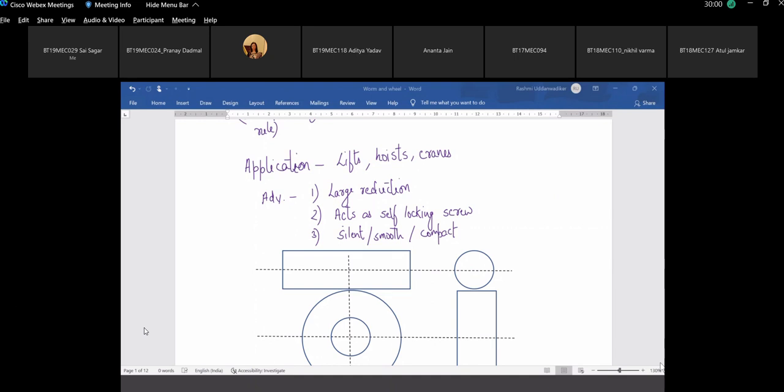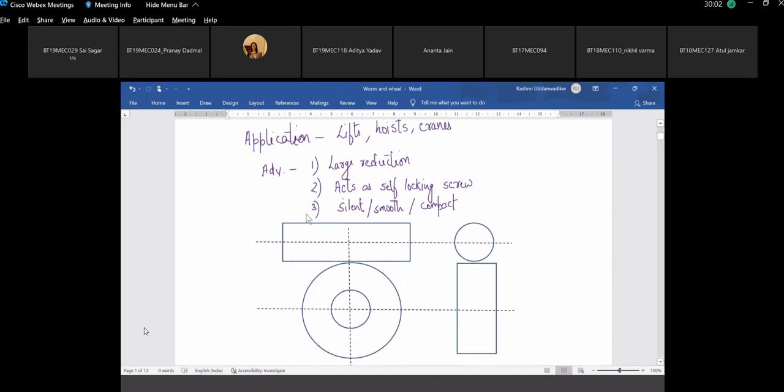It would look something like this. This is the worm, like a screw thread, which is rotating on a shaft here. This is its side view, and this is the wheel or the gear.